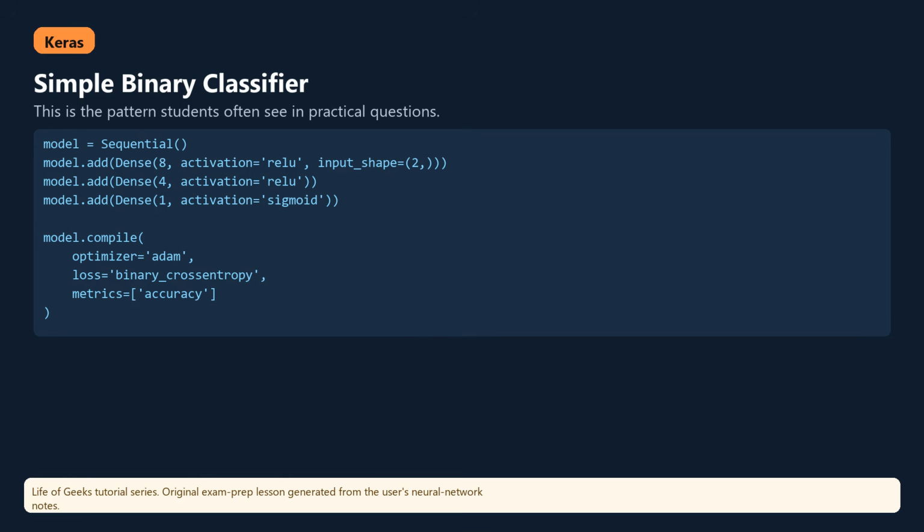The compile step tells Keras how to train the model. Adam is the optimizer. Binary cross-entropy is the loss. Accuracy is the metric we want to report. In exam questions, you may be asked what each line means or why sigmoid is used at the end. The answer is that sigmoid produces a value between 0 and 1, suitable for a 2-class probability-style output.